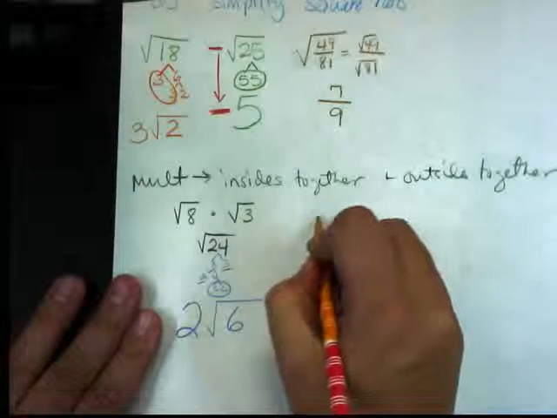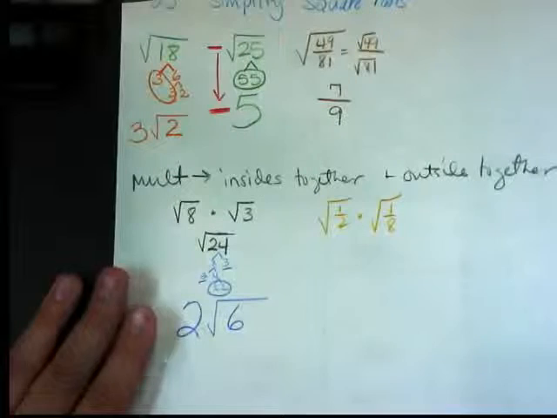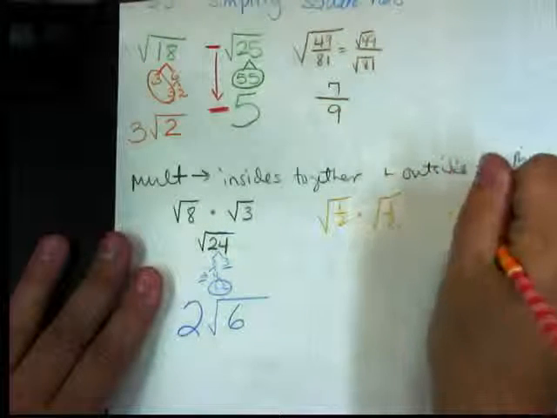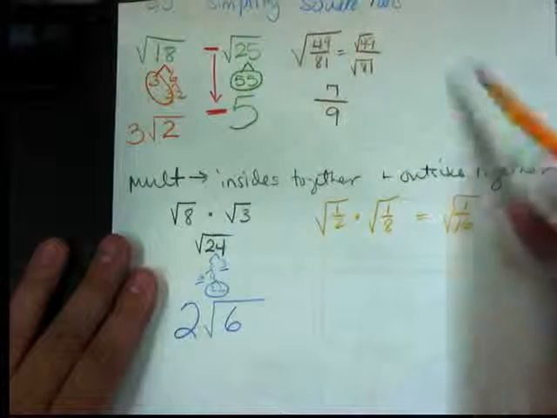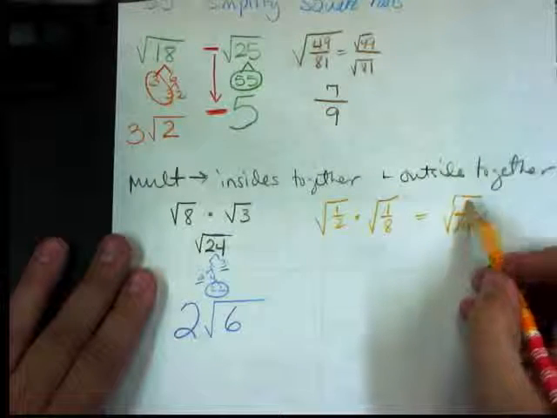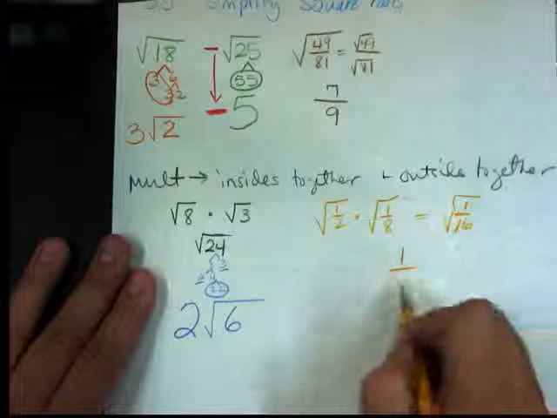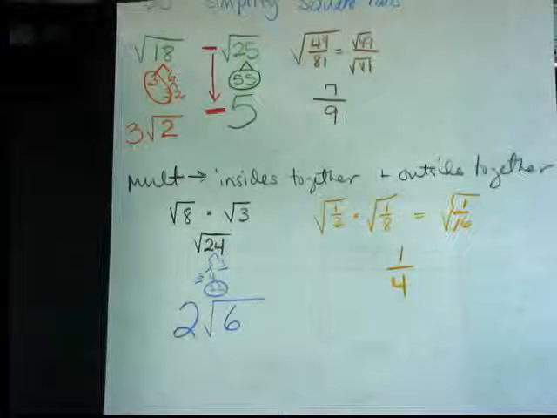All right, what about 1/2 times 1/8? Well, we should know that when we multiply fractions, we multiply top with top, bottom with bottom. So this gives me 1/16. And what we just got from above is that we can separate that. The square root of 1 is 1. The square root of 16, we should know as 4. So that solution is 1/4.